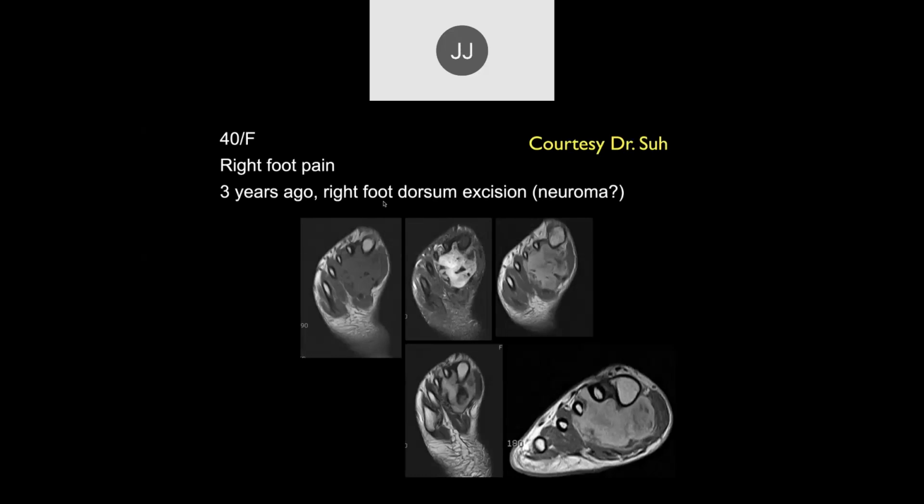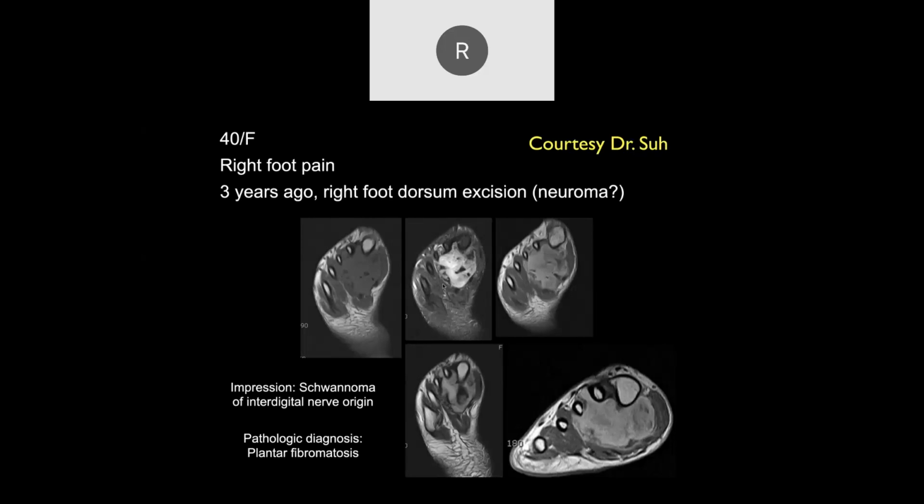All right, so we have a 40-year-old female with right foot pain 3 years ago. Had right foot dorsum excision of a possible neuroma. So here on the T1 imaging, it looks hypointense, pretty large mass, kind of centered about the first and second intermetatarsal spaces. It's bright on the PD fat-sat imaging, and I'm assuming this is contrast enhanced here. I'm not sure whether this could be that, or it could be a fast spin echo T2. I'm not sure which. So what are your thoughts here? So I'd be concerned for a recurrence of a neuroma.